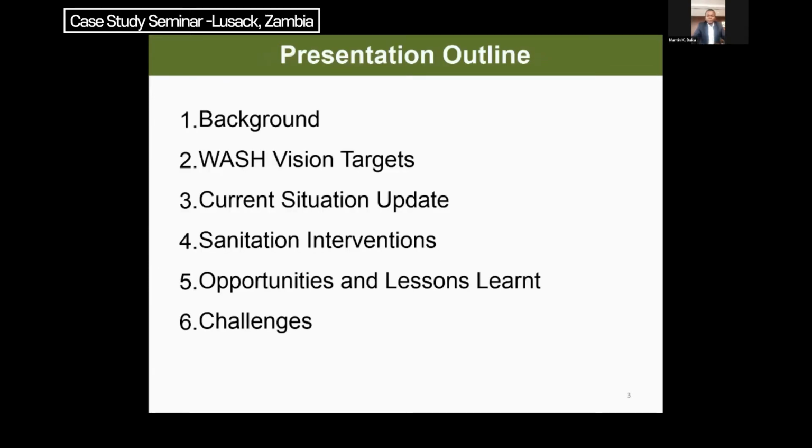Next slide. So our presentation outline will be giving a background, our country's WASH vision targets, our current situation update, some sanitation interventions that have been done by government and in collaboration with other collaborating partners, and the opportunities and lessons learned, and some challenges that we have been encountering as a country.